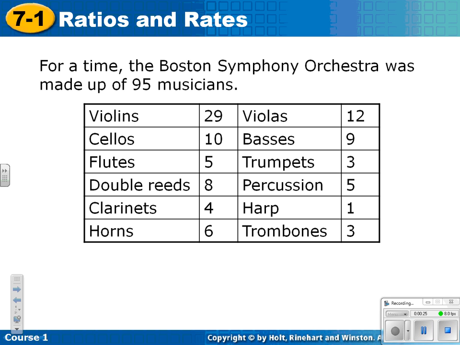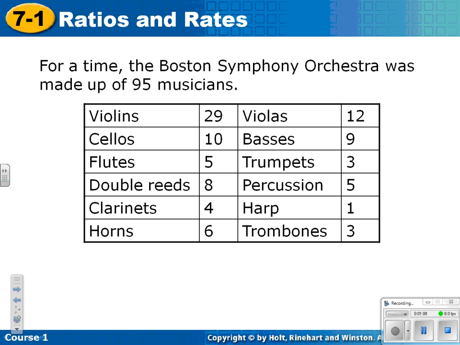Let's look at this. The number of violins to basses, I would say, is 29 to 9. That's how you say a ratio. If I looked around this classroom, I would say the number of girls to boys is 8 girls to 4 boys. So we have an 8 to 4 ratio of girls to boys in this classroom.